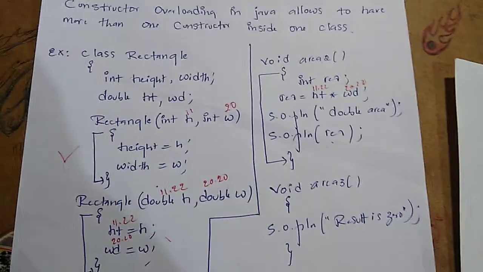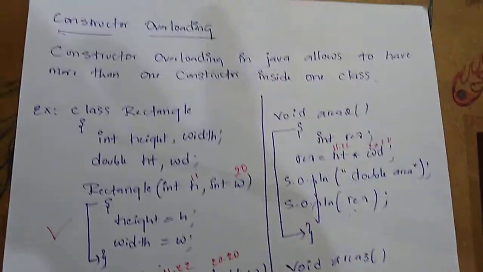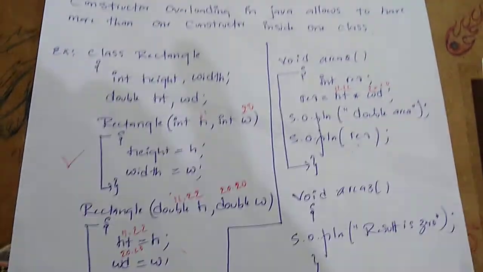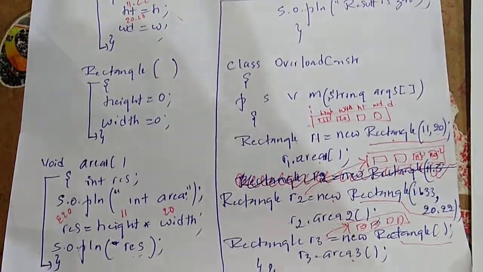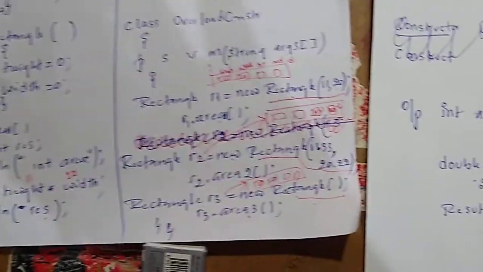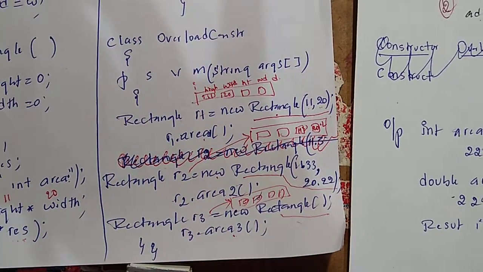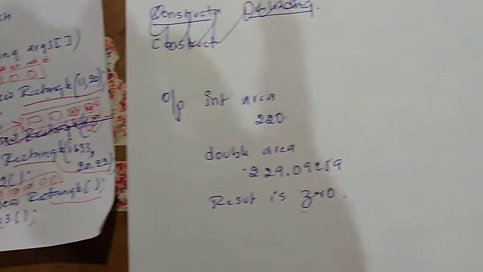Just copy this particular program, constructor overloading, copy this particular program along with the output. This output.